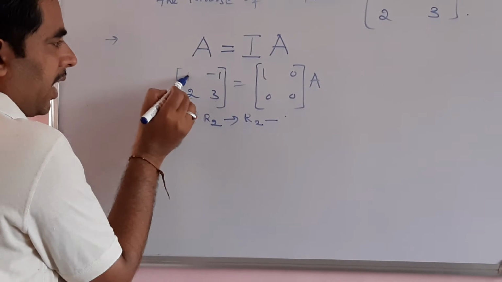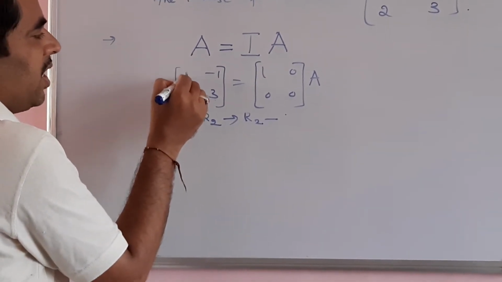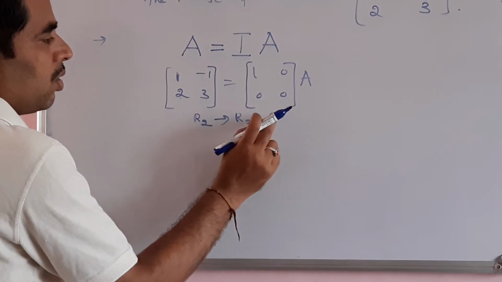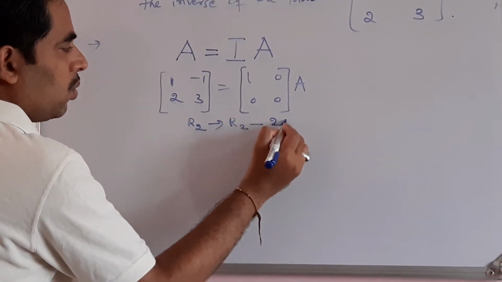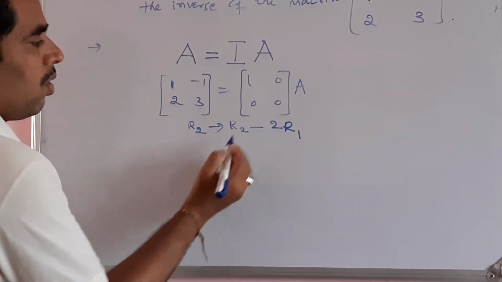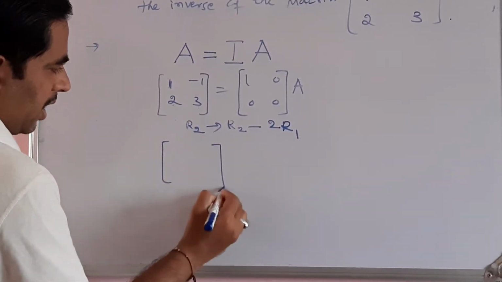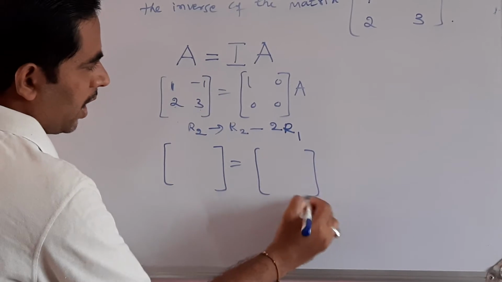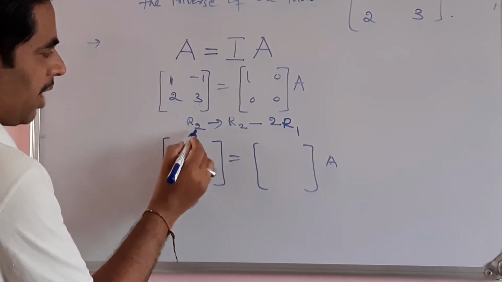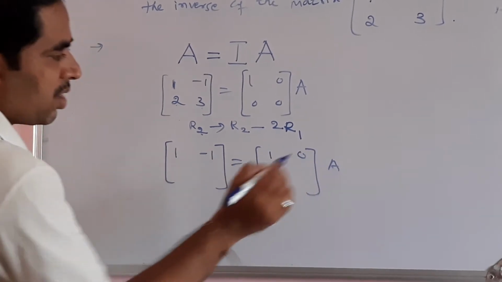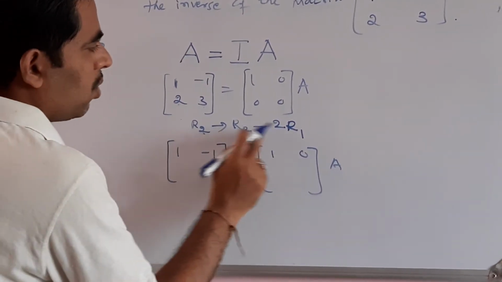Before subtracting, this 1 is there. So I will multiply the elements of the first row by 2, that is 2 R1. So R2 minus 2 R1. So what is the meaning here? Let me write it here. If I am going to change the second row, the first row remains the same. On both sides I will write the first row as it is. See, R2 minus 2 R1.